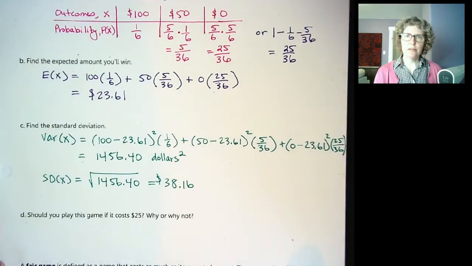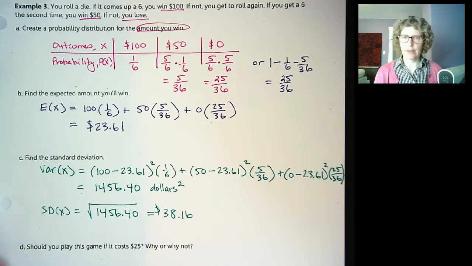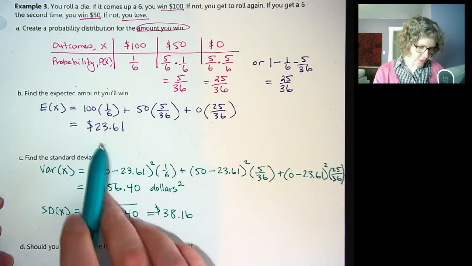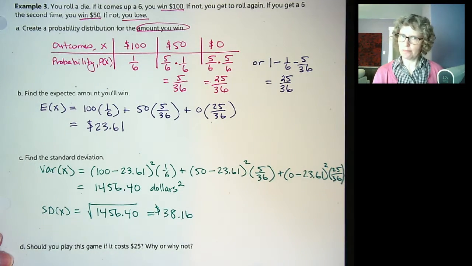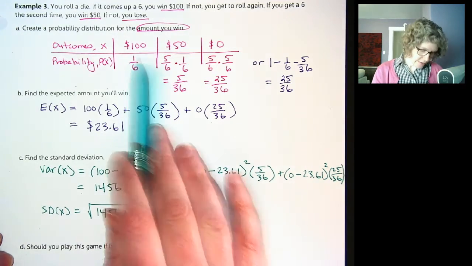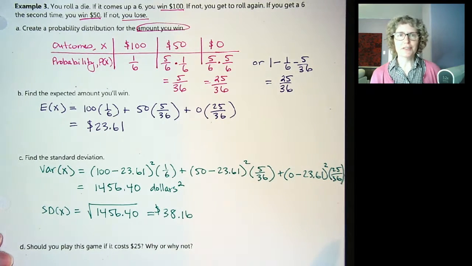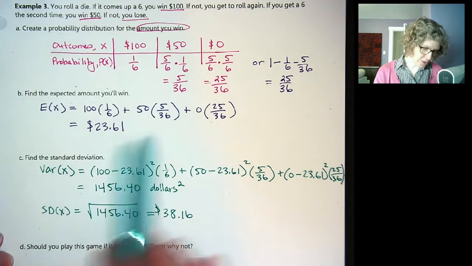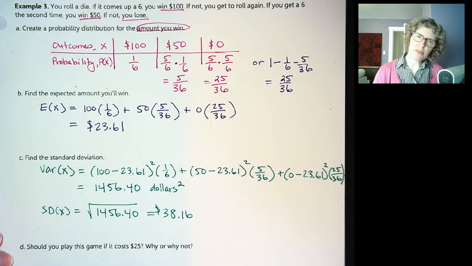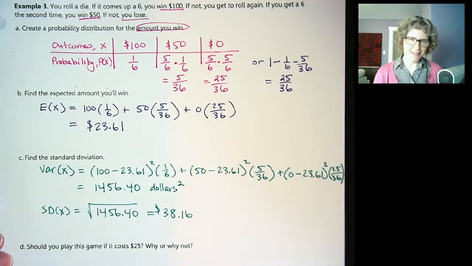Okay, so what does this mean again? On average, if we played this game over and over and over again, we would expect to win on average $23.61 per game. Okay, not bad, right? It varies quite a bit though, which you can see because it goes from 0 to 50 to 100. So on average, we would vary from that by $38. Although we couldn't go below 0 because we're talking about winnings, so we would just cut that off at 0. Okay, so that's assuming this game is free, right? But probably not going to happen that way.